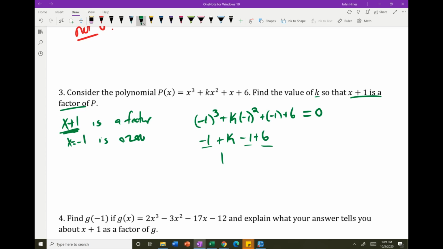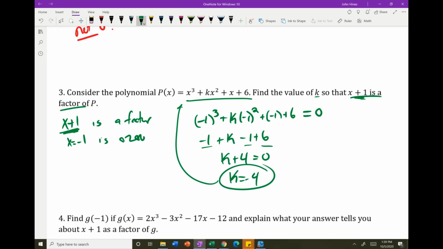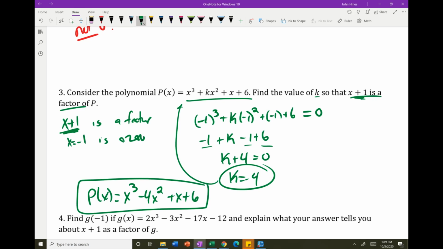Negative 1 and 6 is positive 4. So k equals negative 4. How do I make this polynomial have x plus 1 as a factor? You let k equal negative 4. So p of x would equal x to the third minus 4x squared plus x plus 6. That's how I get x plus 1 to be a factor. To be a factor, negative 1, the opposite, has to be a 0.